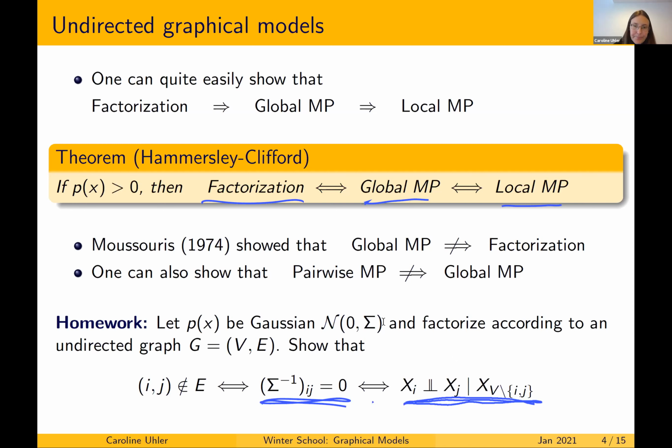So I hope this will be a good homework problem to do. And we'll be looking quite a lot at the Gaussian setting in this lecture. So now would be a good time to ask questions if there are questions.